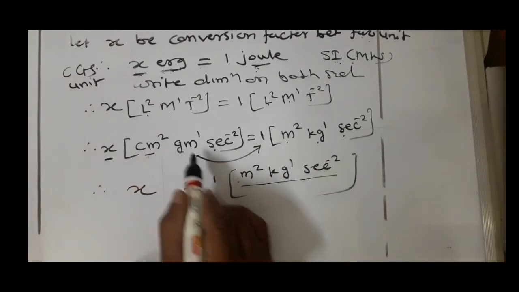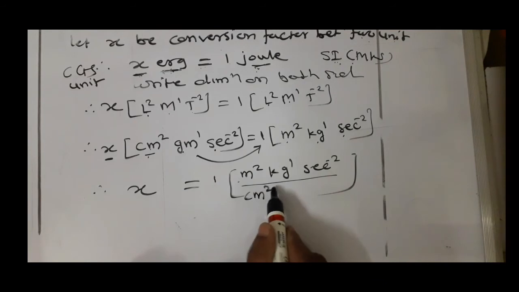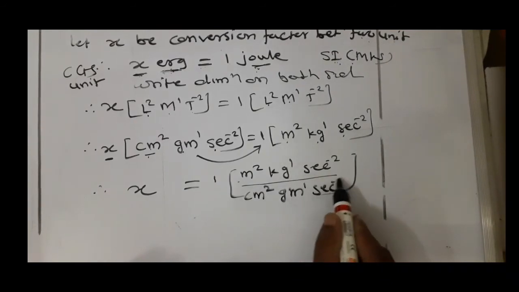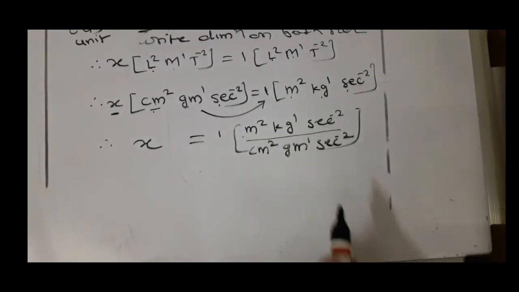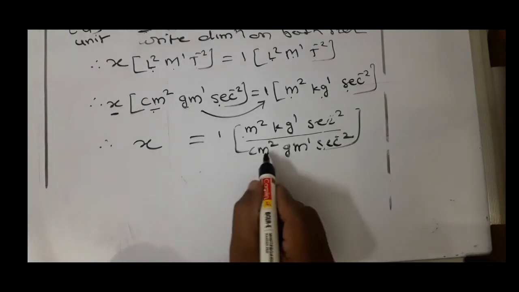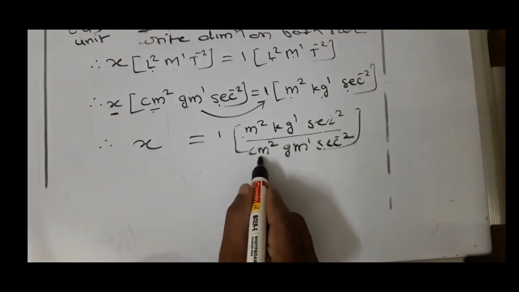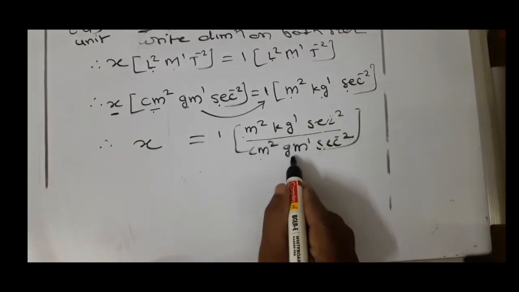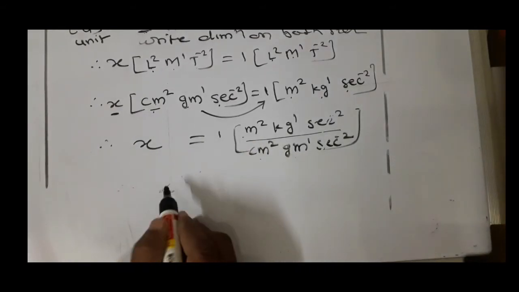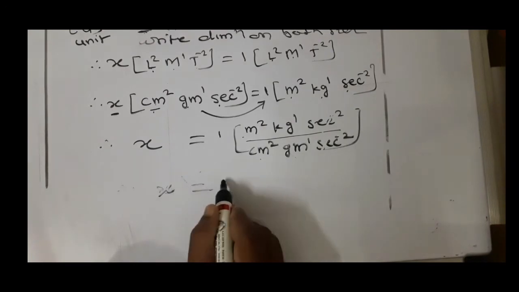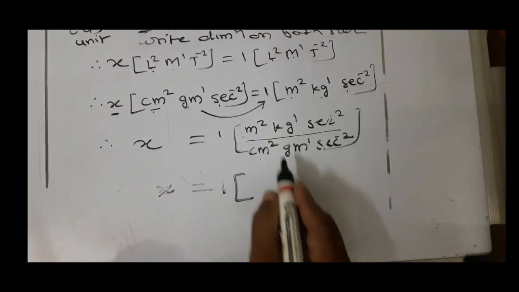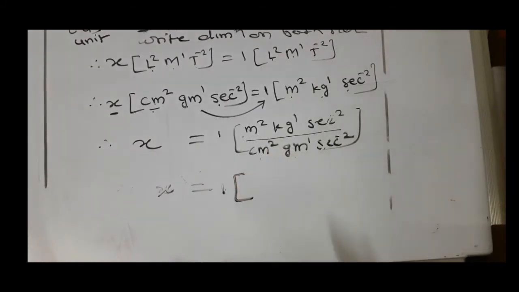Divide by this term, centimeter raised to 2, gram raised to 1, and second raised to minus 2. Then you can see that the second raised to minus 2 gets cancelled. And then we have meter square, here centimeter square, here kilogram, here gram. Then we have to convert these, which you know well. Then we write X is equal to 1 as it is, and here the meter square.